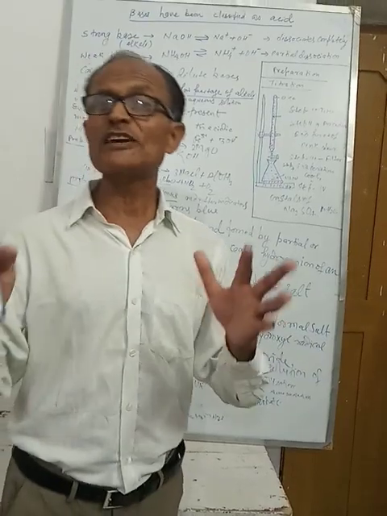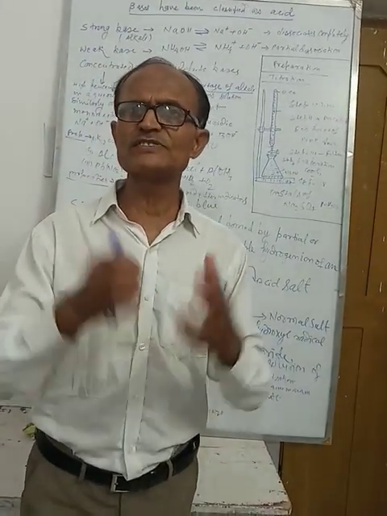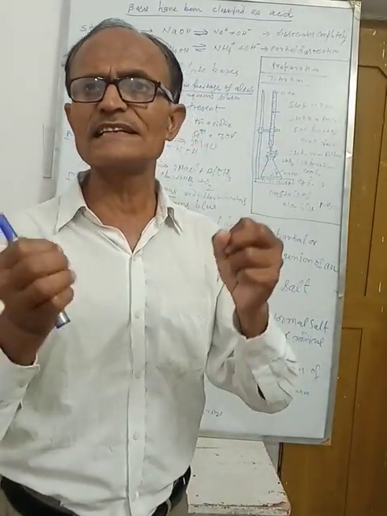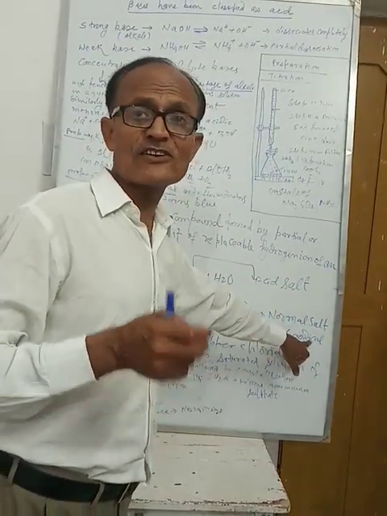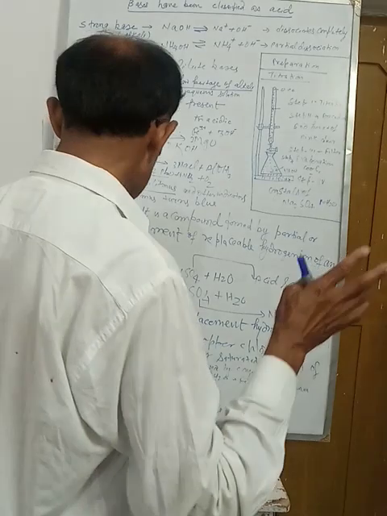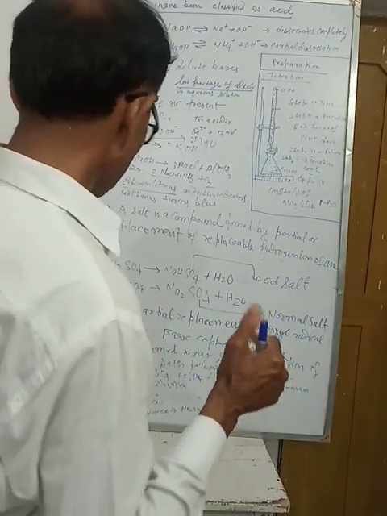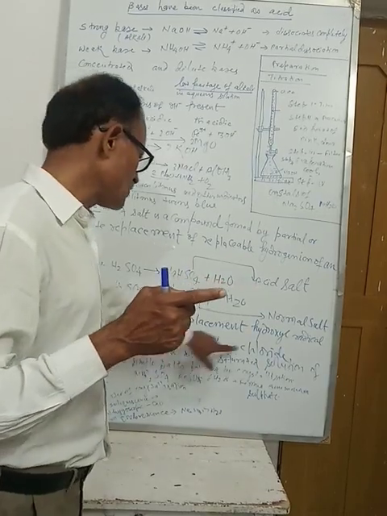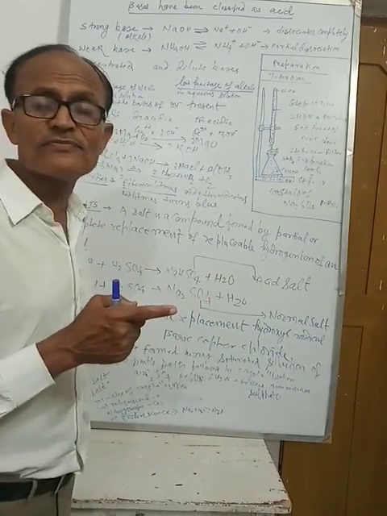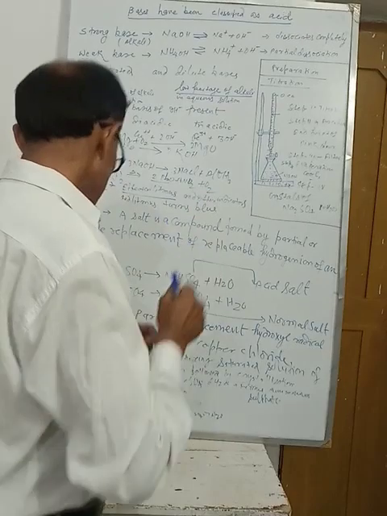Now we are getting the basic salt. Basic salt means a salt which has at least one hydroxyl ion present in it. So, by partial replacement of the hydroxyl radical, if a salt is prepared, that will be called a basic salt. Copper hydroxychloride, basic copper chloride, is a kind of basic salt.